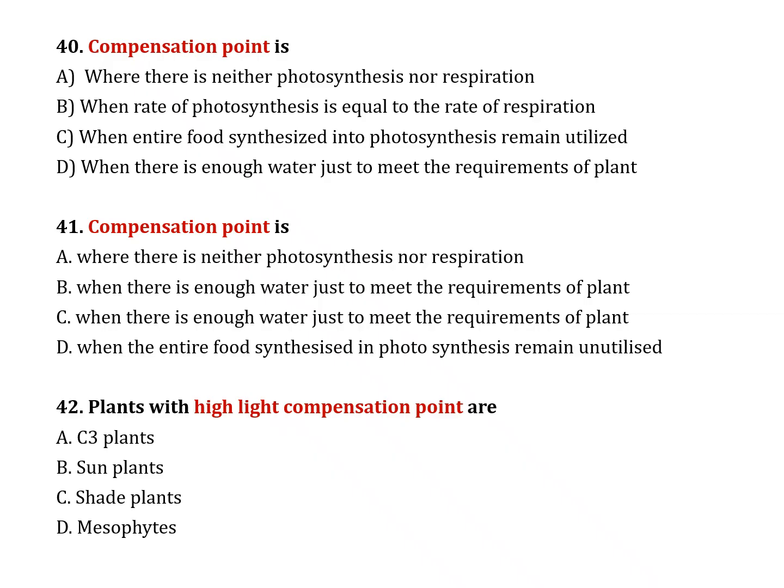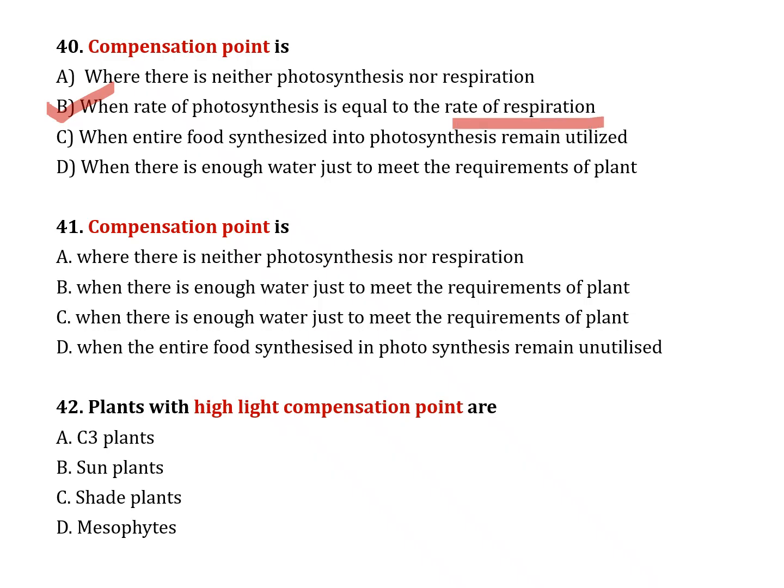The next question, number 40. Compensation point is: option A, where there is neither photosynthesis nor respiration; option B, when rate of photosynthesis is equal to the rate of respiration; option C, when entire food synthesized in photosynthesis remains utilized; option D, when there is enough water just to meet the requirement of plant. Correct answer is option B, when rate of photosynthesis is equal to rate of respiration.